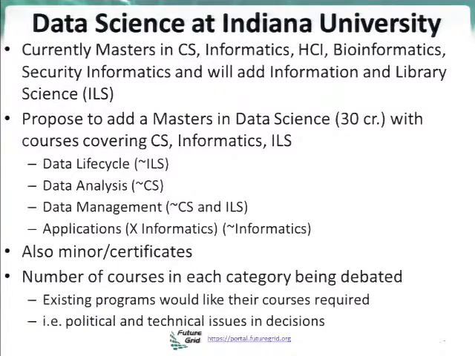So we are proposing to add a master's in data science, and we divided the areas of the courses into 4: data lifecycle, analysis, management, applications. It is meant to be a beautiful example of the three components of the school working together: computer science, informatics, and library and information science. By the way, another amusing statement: the library and information science school is relabeled as information and library science after this move, because information science is probably the most exciting area.